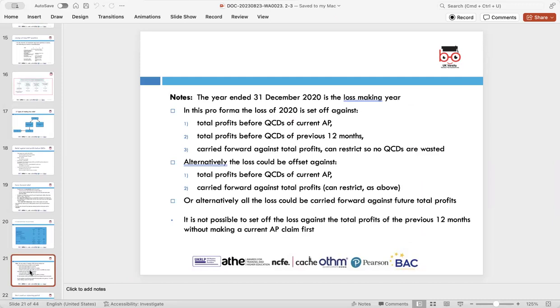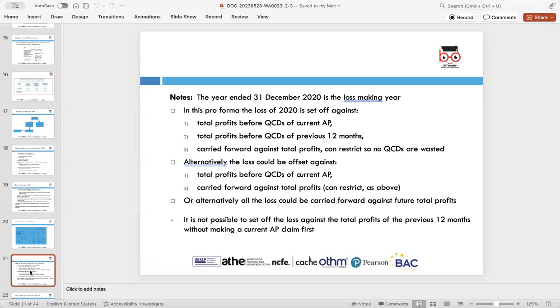Now we will talk about losses incurred in the year ended December 31st, 2020, which can be offset against profit in subsequent years. In this pro forma, the 2020 losses can be set off against different categories of profit to reduce the overall tax liability. The loss can be offset against the total profit before qualifying charitable donations of the current accounting period. So this means that the loss from 2020 can be deducted from the profit earned in the current accounting period.